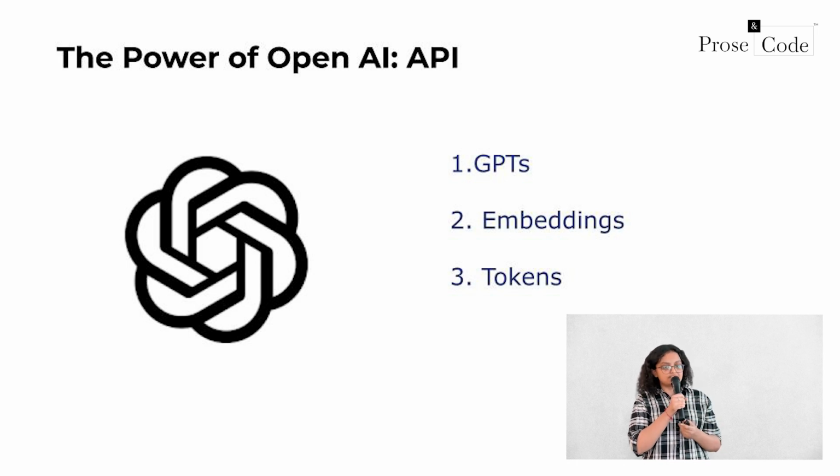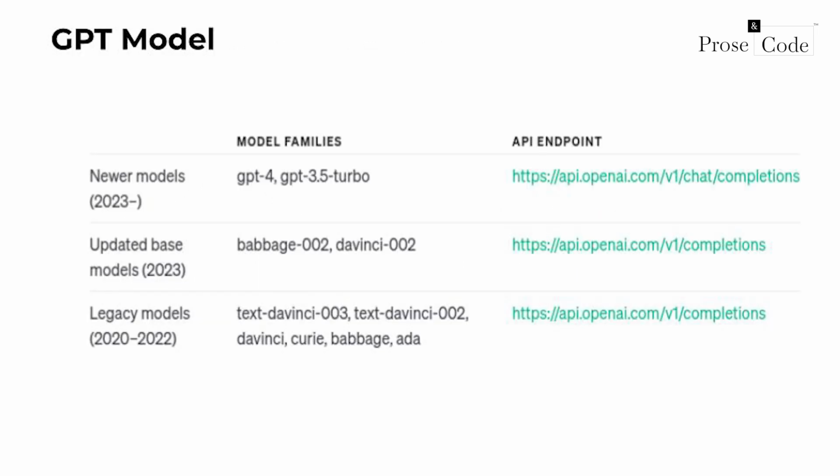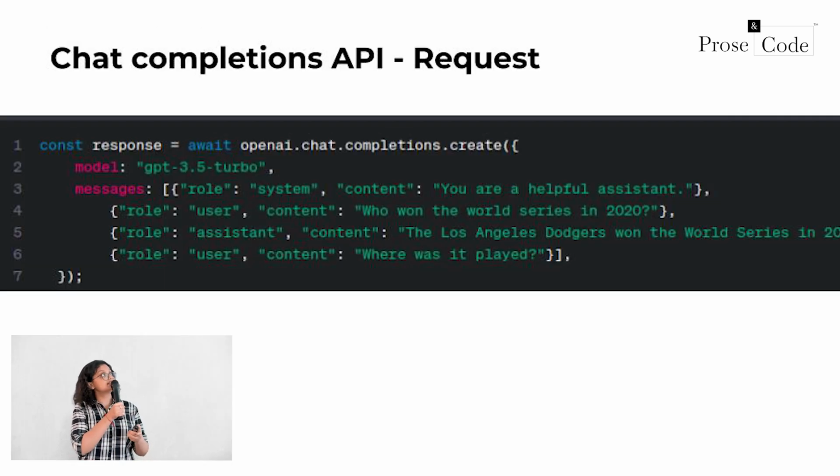Next is the GPT models. Now, GPT models have been trained and become more and more accurate throughout the years, from like 2020 to 2023. These are the models. The new models like GPT-4 or GPT-3.5 Turbo are the most accurate models. They provide more accurate data. This is the chat completion API that we are going to use. This is the simple request for it. As you can see, there is the model. We are using GPT-3.5 Turbo.